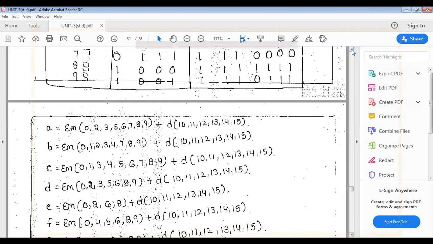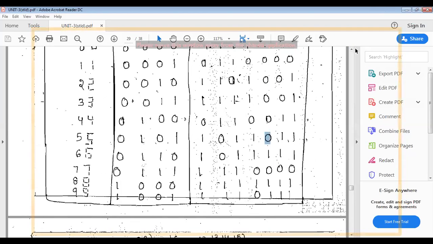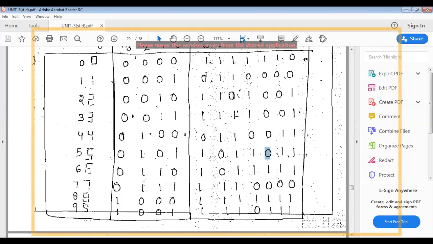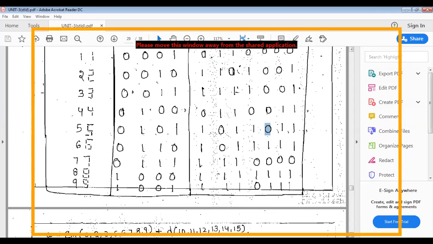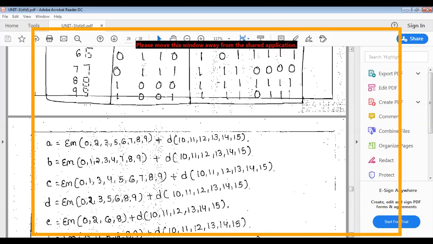Let's see the A. Where is A high? It is 0 at 1 and 4. Remaining all are minterms, meaning 0, 2, 3, 5, 6, 7, 8, 9 are the minterms. We are not taking the 1 and the 4 because those are the zeros. And from 10 to 15 is don't care.